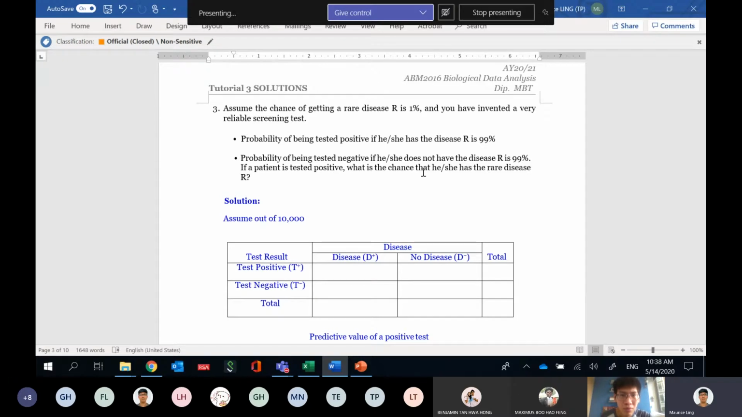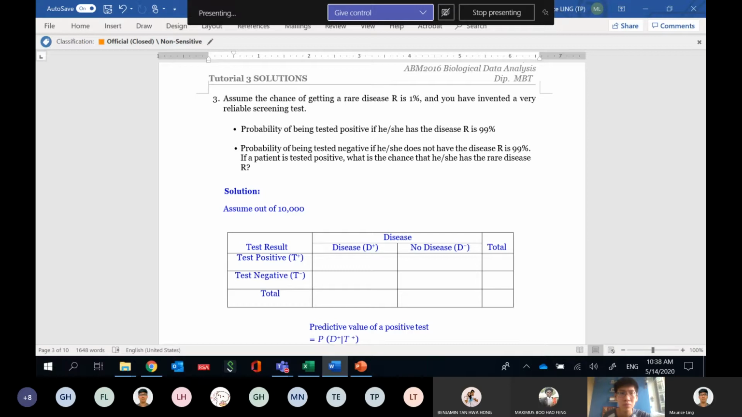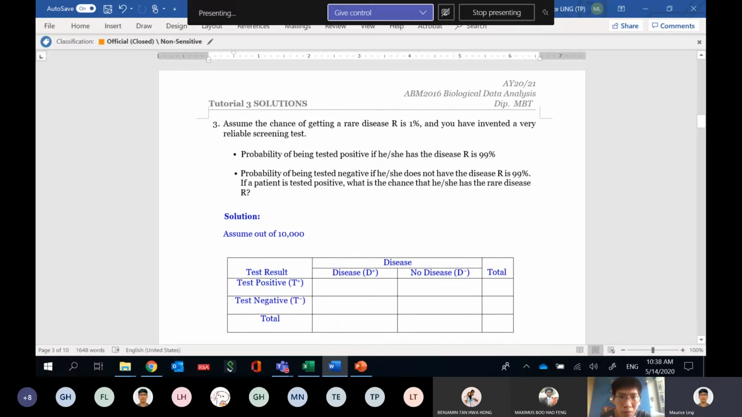Okay. So let's say we fill up this table first, assuming that we have, let's say, 10,000. Okay, so if you do it for 100, you just scale it by 2 zeros. Okay, so let's try.